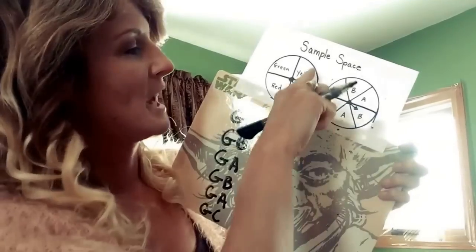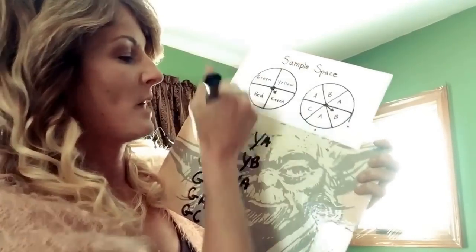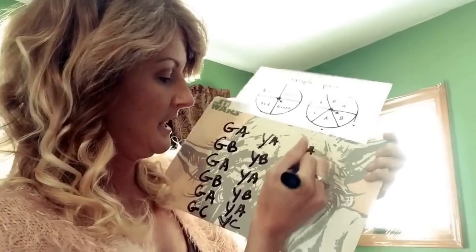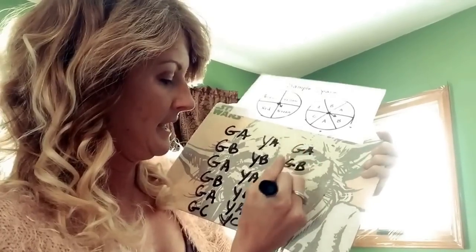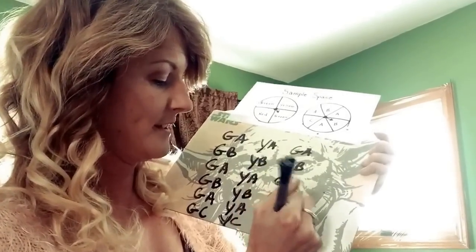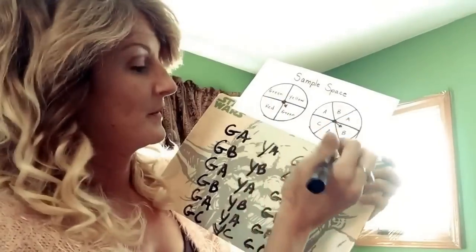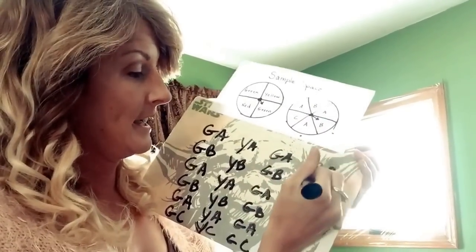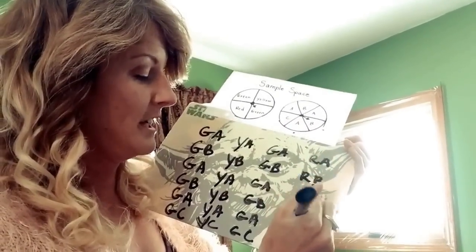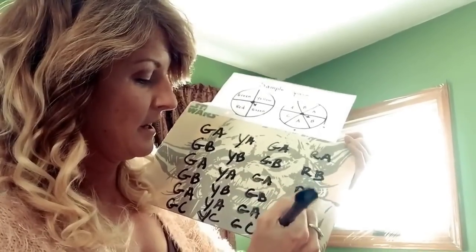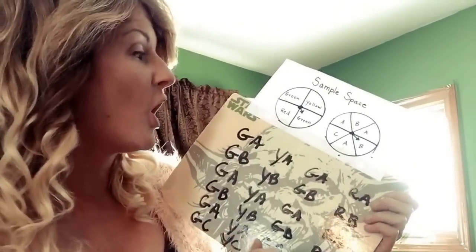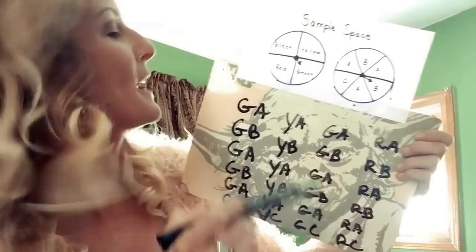Now we're going to go on to this green, and we're going to go back around the same. It's going to be a pattern, you'll see. So we have green A, green B, green A, green B, green A, green C. And now we have red. So we're going to do red A, red B, red A, red B, red A, and finally we have that red C.